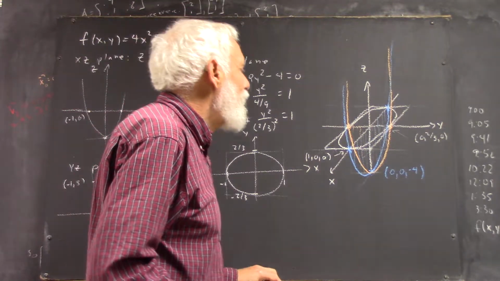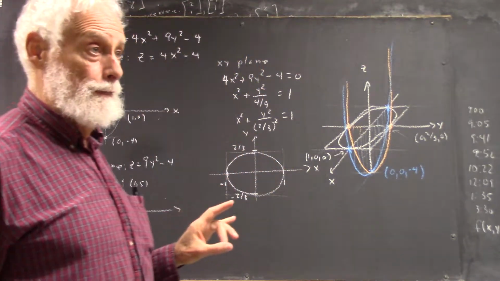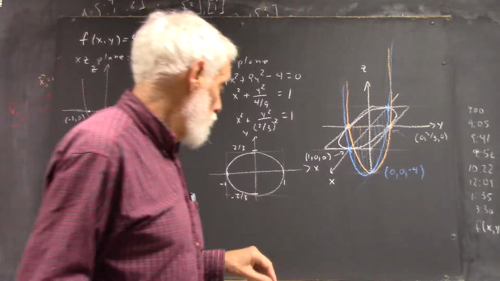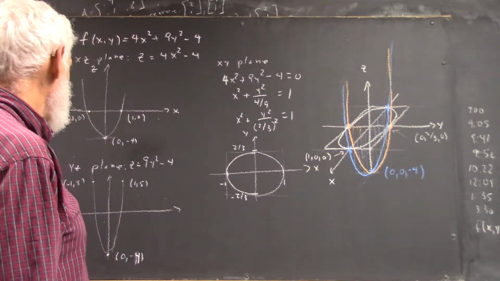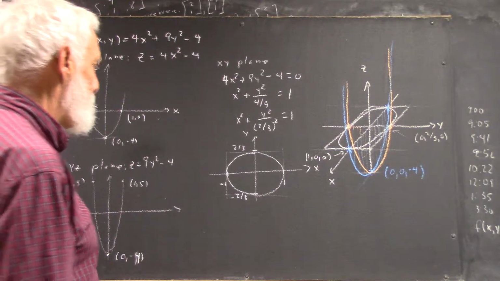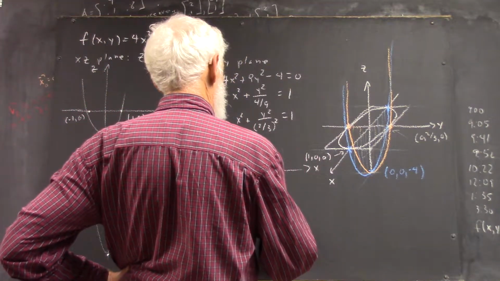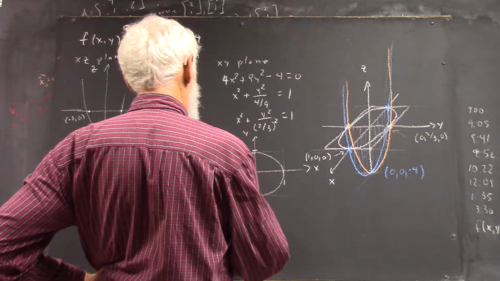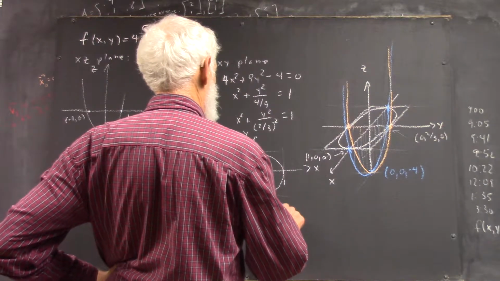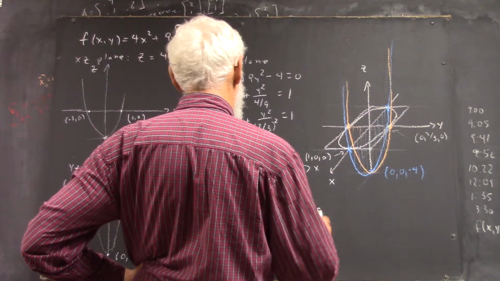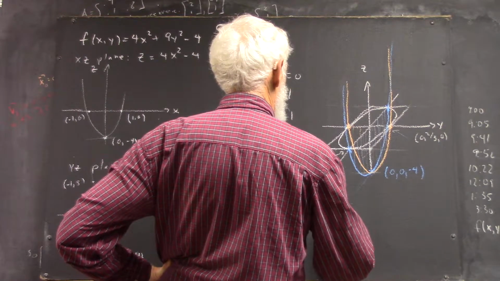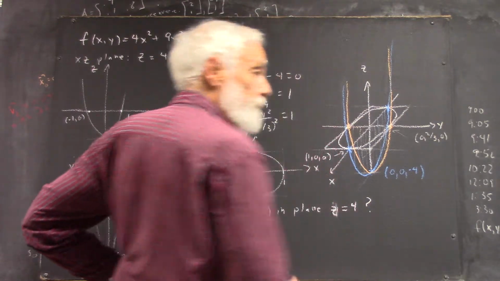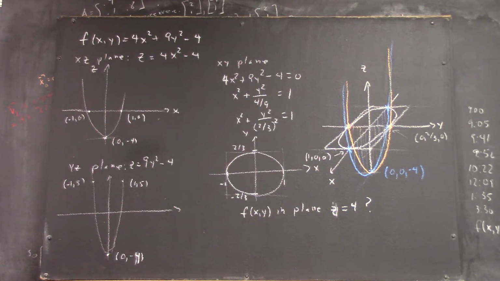Well, that's not a really extraordinarily clear graph. So we want to do a little more clarification. So I want to know, what's the intersection? What's our function f of x, y in the plane z equals 4? Work that out and sketch yourself just a two-dimensional graph of the function in the plane z equals 4.